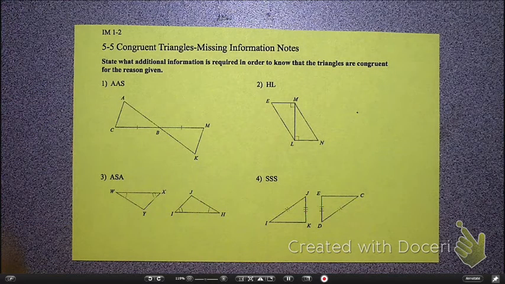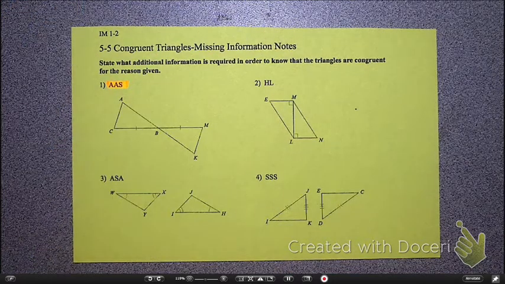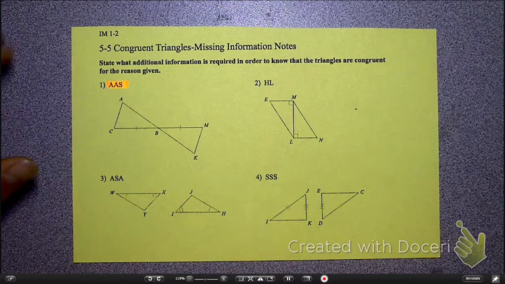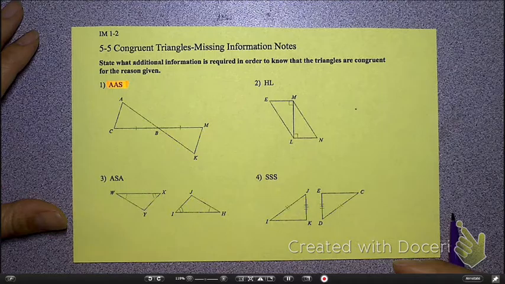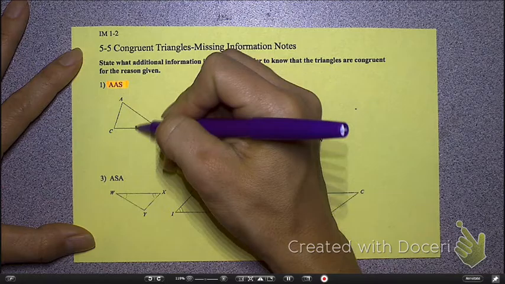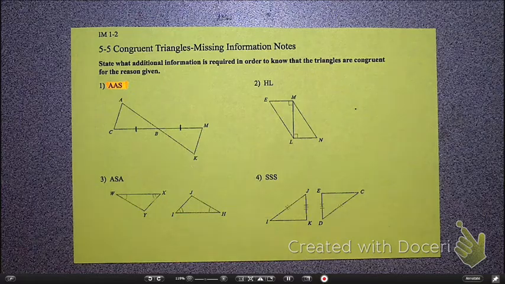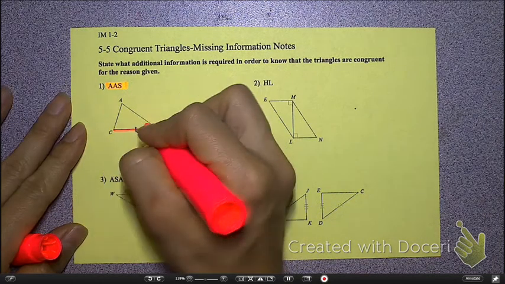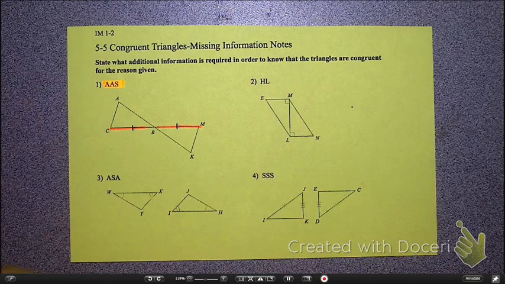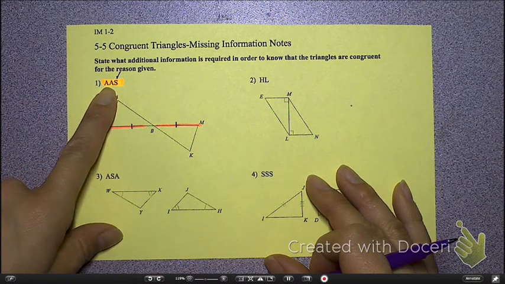So take a look at the first example. In the first example, our reason is angle, angle, side. Okay? So what information do we need to know in order to prove that these two triangles are congruent by angle, angle, side? Well, what did they give us already? Do you guys see the markings here? What do we have marked congruent already? A side, right? So I've already got a side marked congruent. So what am I missing from this? I'm missing two what? Angles.